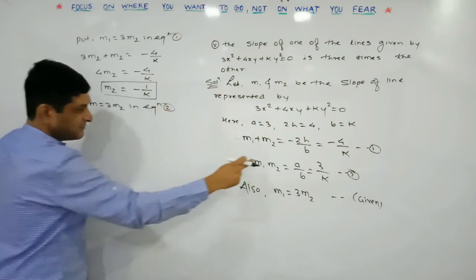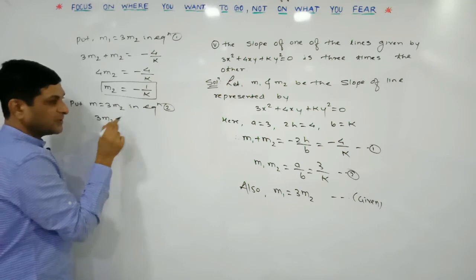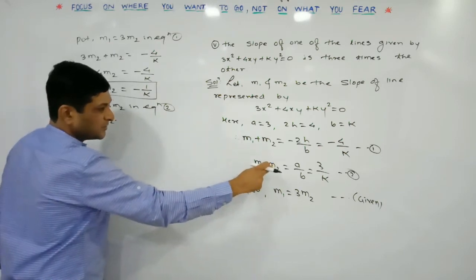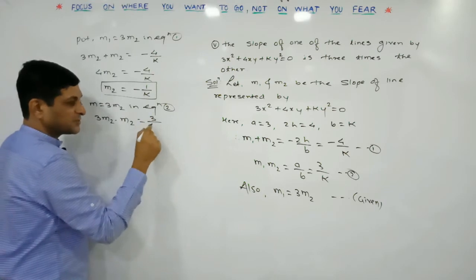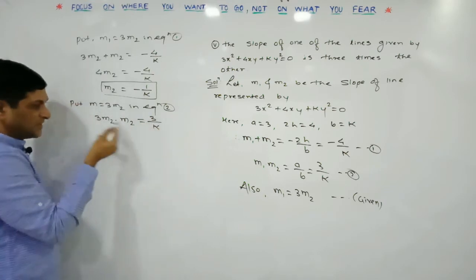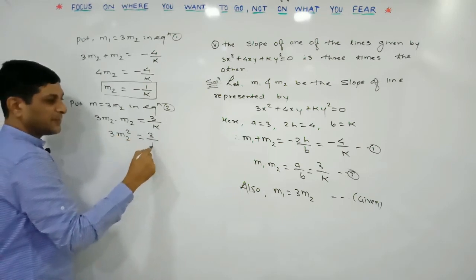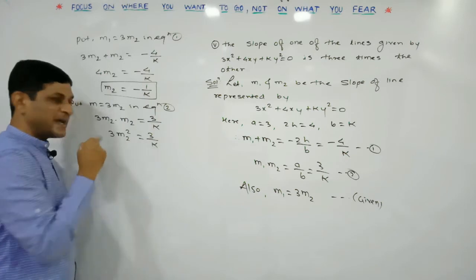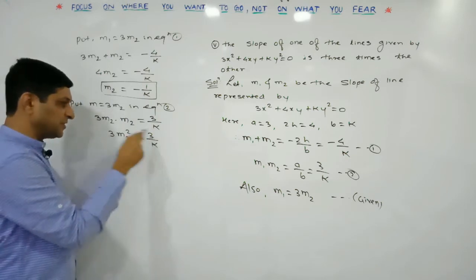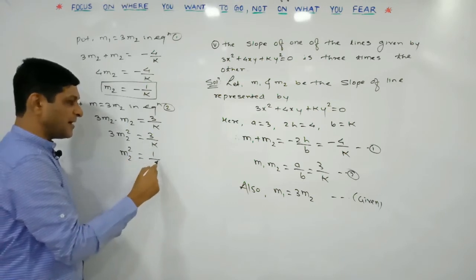See what we'll get. I'm just simply replacing m1 by 3m2. So 3m2 into m2, keep it as it is, and keep the right hand side also as it is, that is 3 by k. So now here we'll get 3m2 square is equal to 3 upon k. Again, if you observe, both sides are divisible by 3. If I'm dividing both sides by 3, 3 will get cancelled. m2 square is equal to 1 upon k.